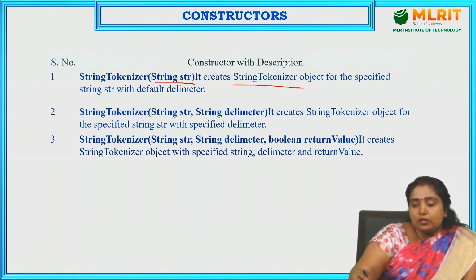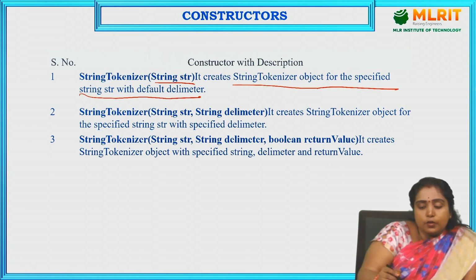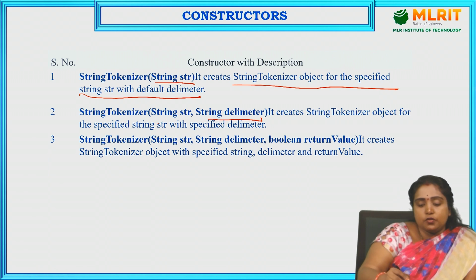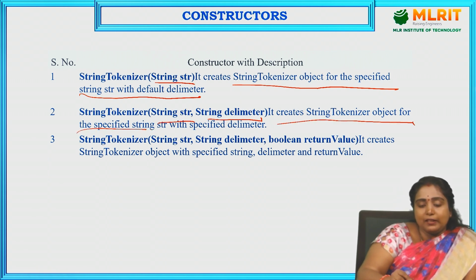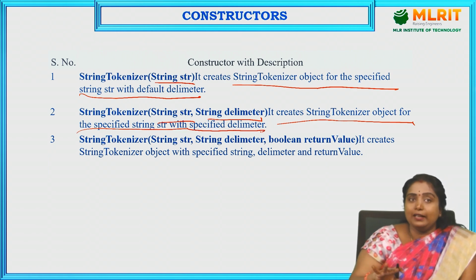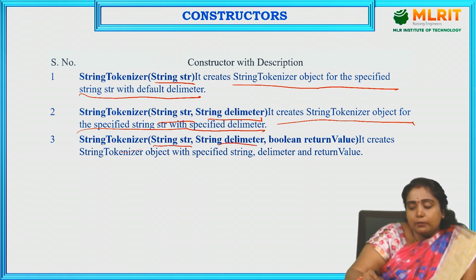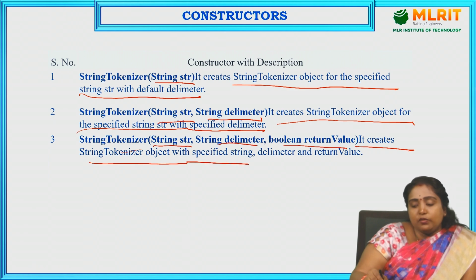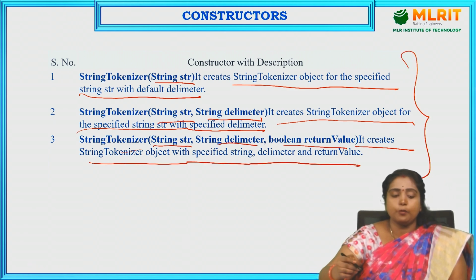It creates a string tokenizer object for the specified string with a default delimiter. And if you want, you can provide the delimiter too, like a comma. So the string as well as the delimiter you have to give. It creates a string tokenizer object for the specified string str with the specified delimiter. And the third one takes the string, the delimiter, and also a return value. It creates a string tokenizer object with the specified string, delimiter and return value. So these are the three constructors that the string tokenizer supports.